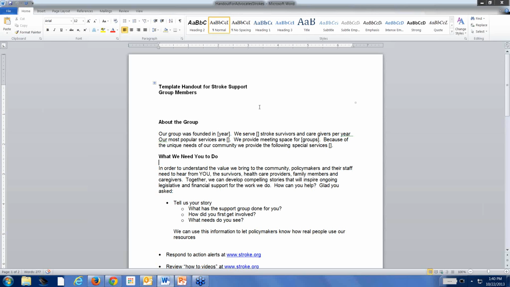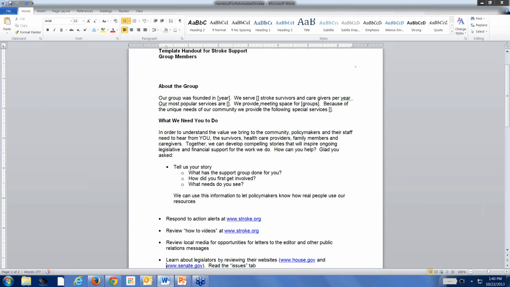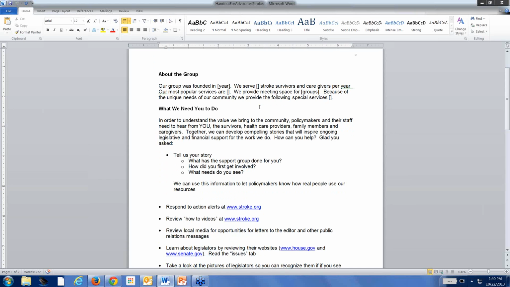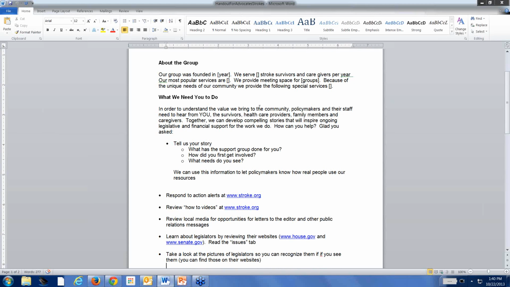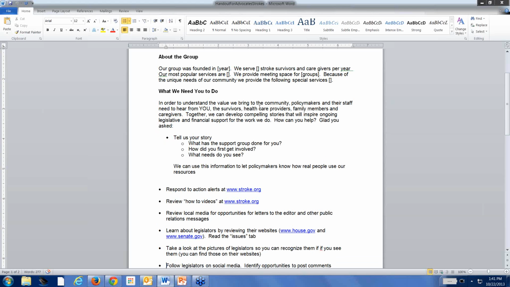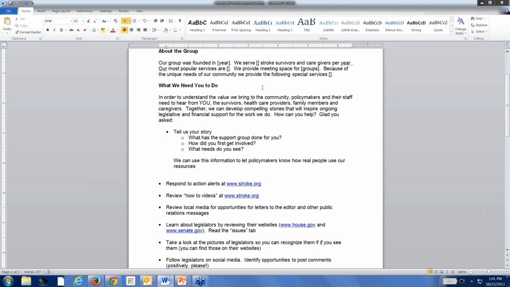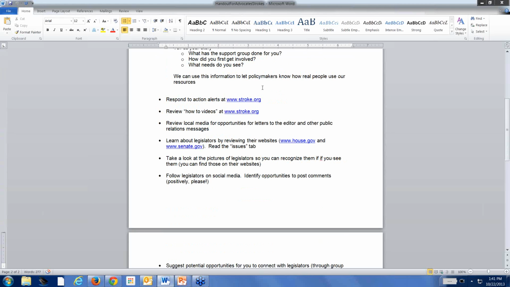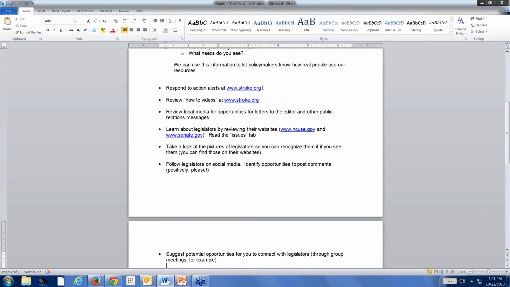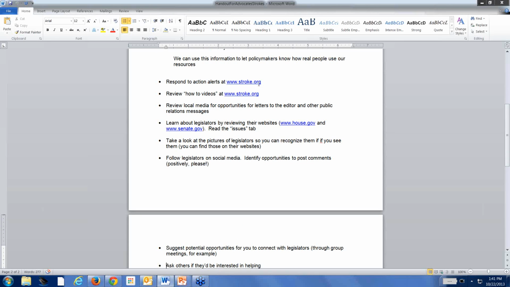So it starts with about the group, just a little bit about your group. You don't have to fill all of this in, but it gives you a sense of what might be useful. And then asking the group members what we need you to do. And these are very specific actions that they can do, hopefully right then and there in some cases. And it gives the resources, the links. The links go to stroke.org to see the action alerts and the videos, learn about legislators, etc. So this is a list of things that you can ask your group members to do if you want to put something on the agenda for your next meeting. Very simple, very quick, very easy.